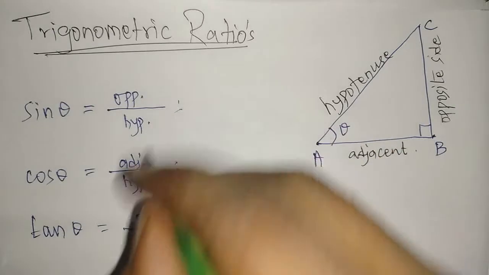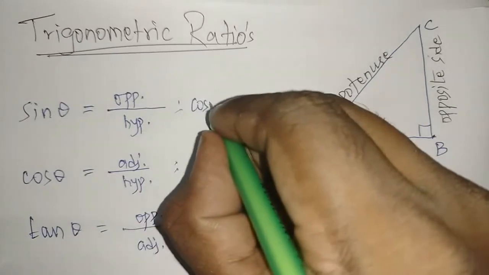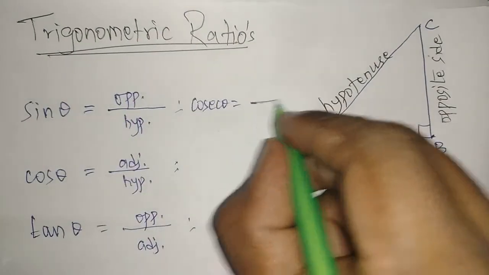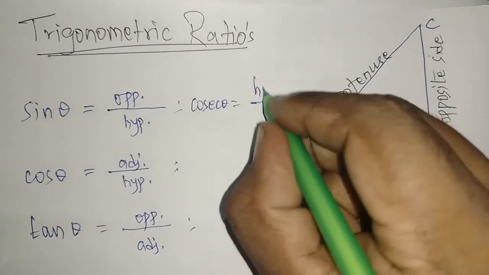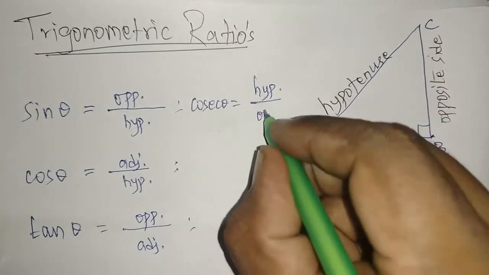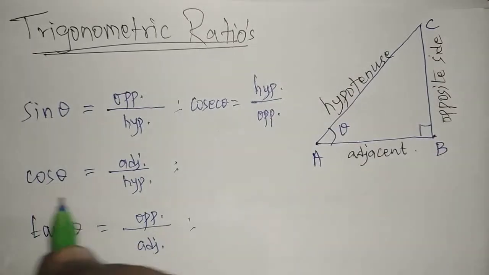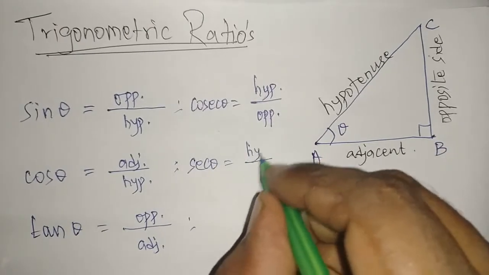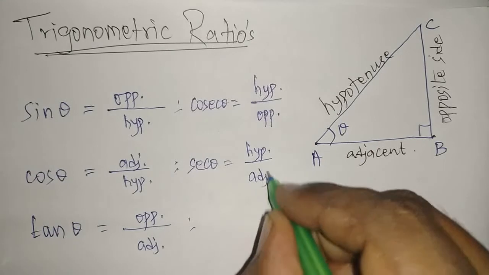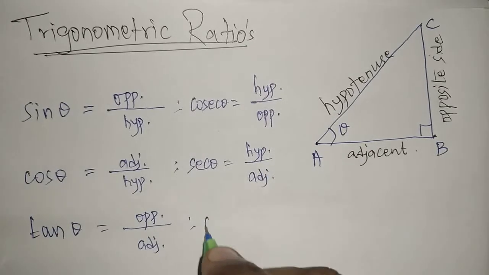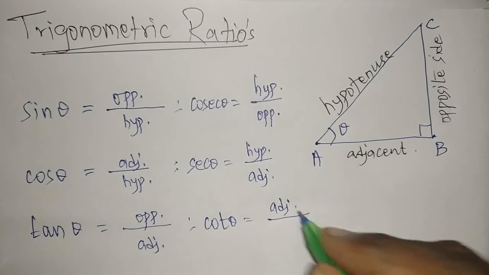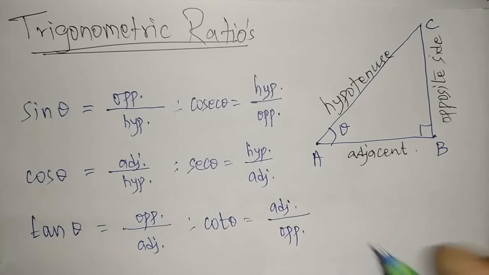Now I told you already, cosecant is the reciprocal of sin theta, which means you will get hypotenuse divided by opposite. And the reciprocal of cos is secant theta, which means hypotenuse divided by adjacent. Next, the reciprocal of tan is cot theta, which is adjacent divided by opposite. Totally we have six functions. So these six ratios you need to remember.